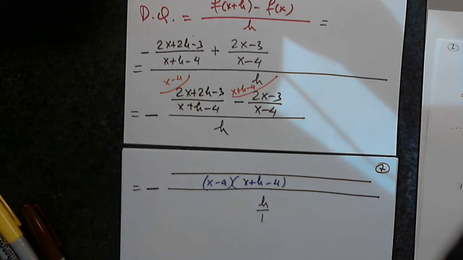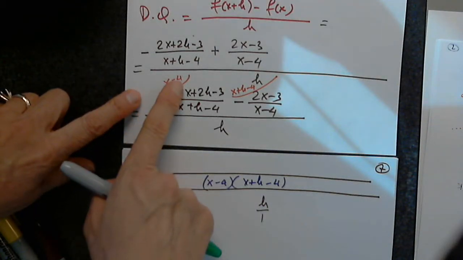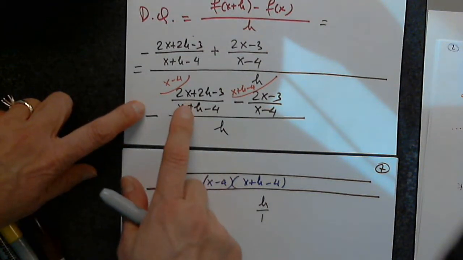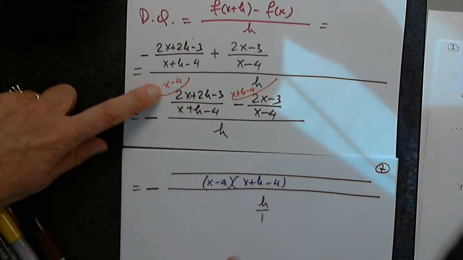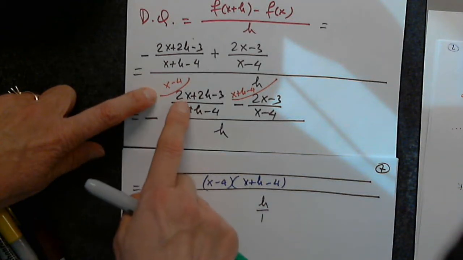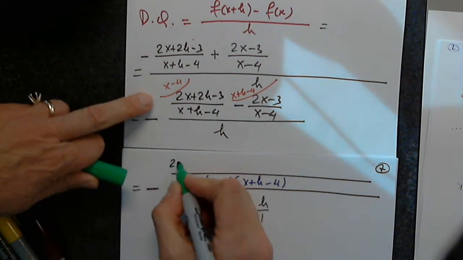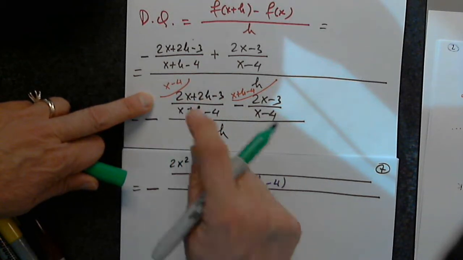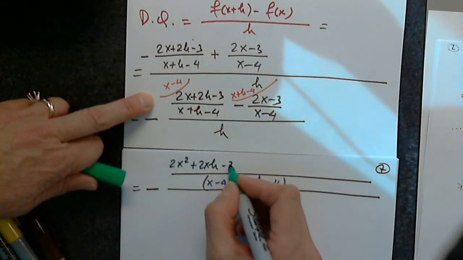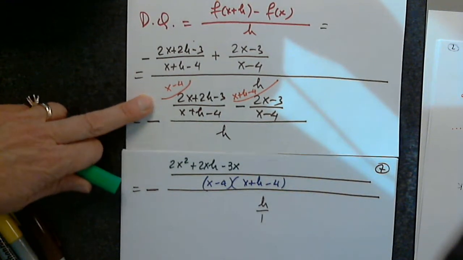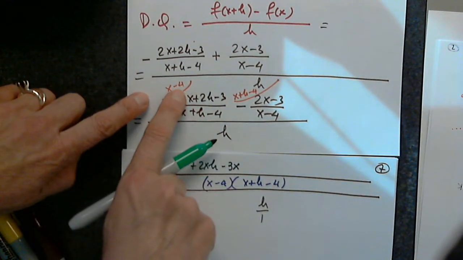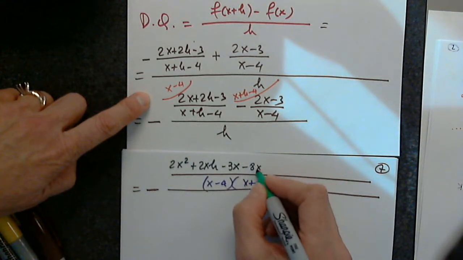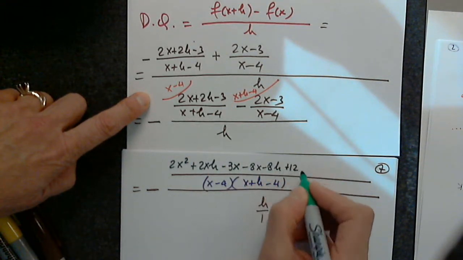And now I recommend distributing from the binomial. I'm not saying it's wrong to distribute from the trinomial, but I think it's easier to keep track of terms. So x multiplied by 2x will be 2x squared, and x multiplied by 2h is 2xh, and x multiplied by negative 3 is negative 3x. Now I have to distribute negative 4 to these three terms. So minus 8x minus 8h and plus 12.